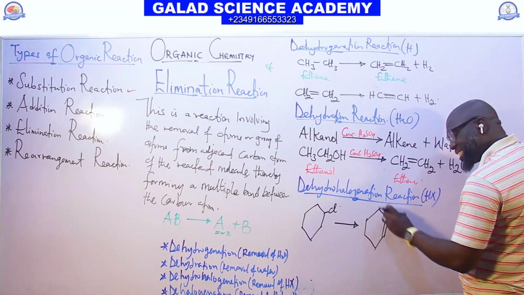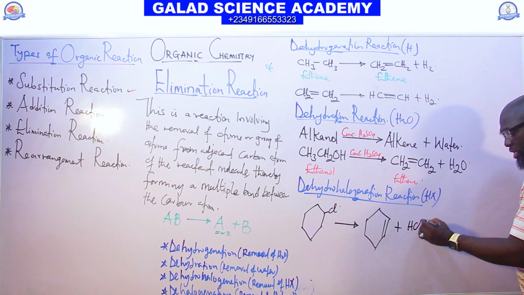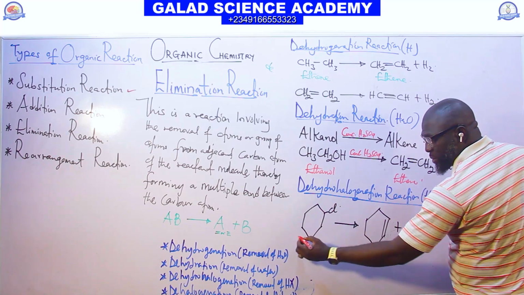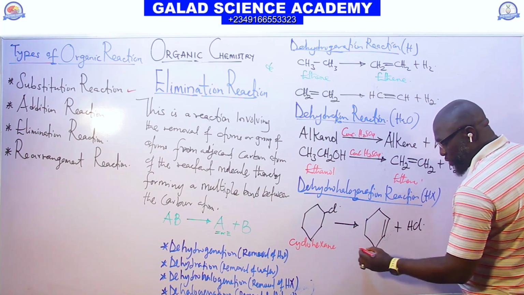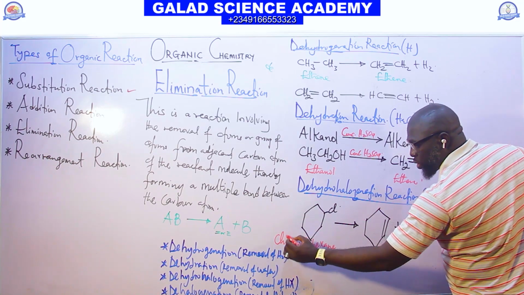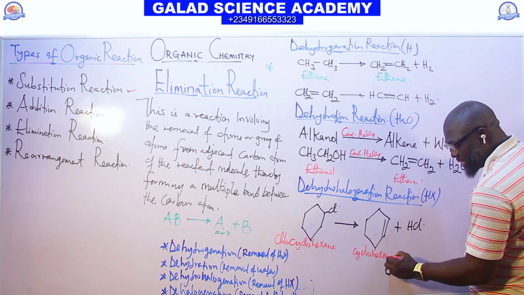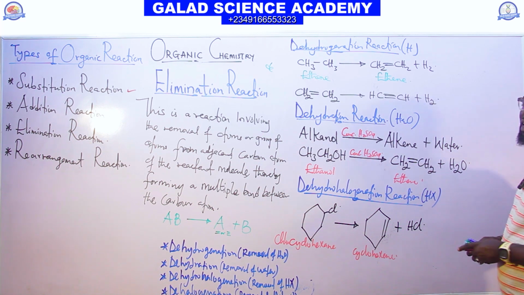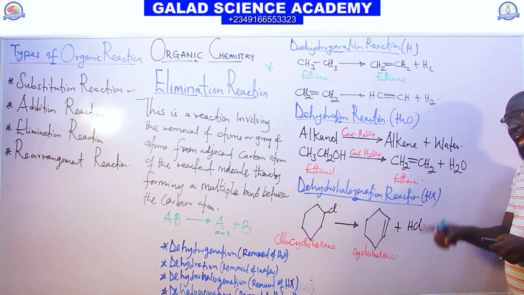It will now give us cyclohexene. I will write the name out, don't worry. Plus HCl. We remove one hydrogen from here. This name is cyclohexane, to give us cyclohexene. So this is the dehydrohalogenation reaction. And the last one is the dehalogenation reaction.